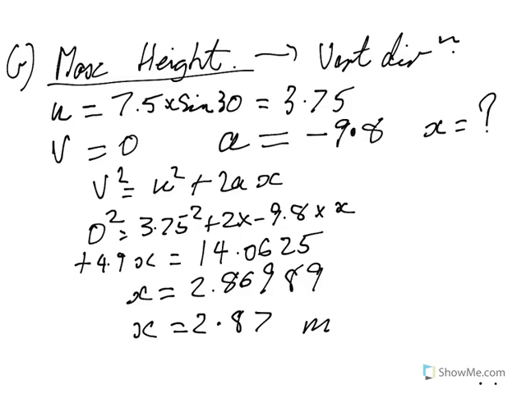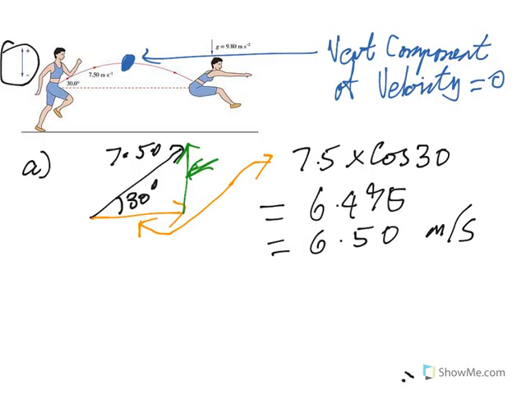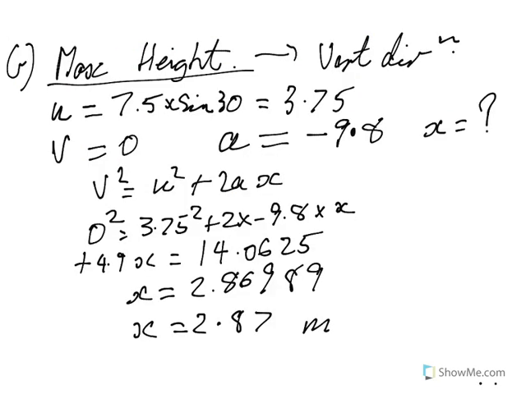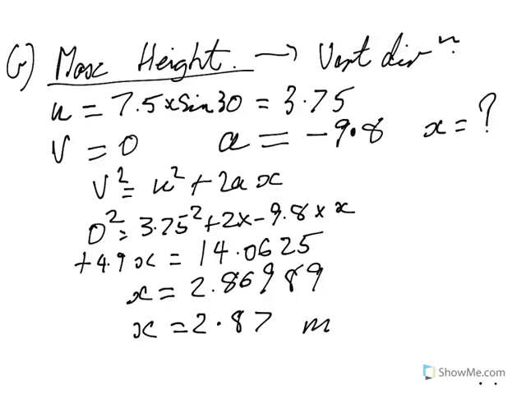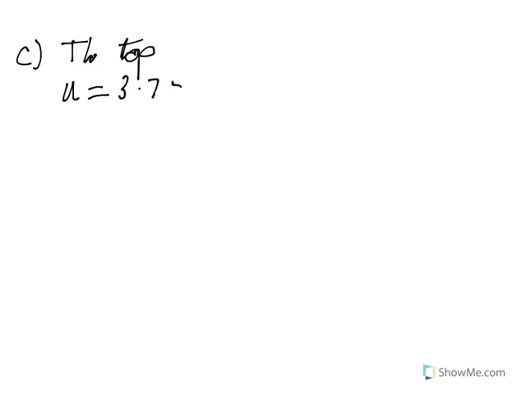Alright, so finally, it asks for the time to the height. Now, when we're looking at the time, if we split it up into two bits here, if we go and find this time, then the time from the top back to the bottom, again, is this time, and that's the same. So what we need to do here is we're looking at to the top. We've got all those same things as before: u equals 3.75, v equals 0, acceleration is negative 9.8, and time is what we're after.